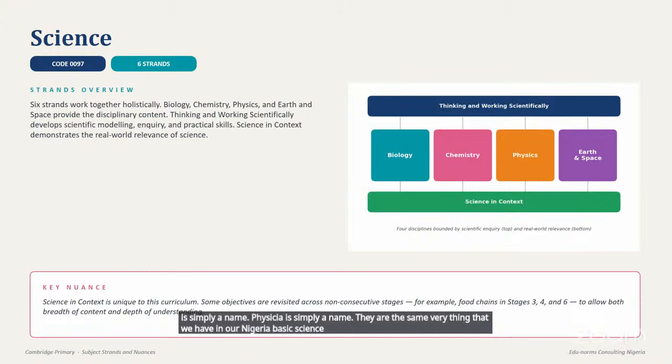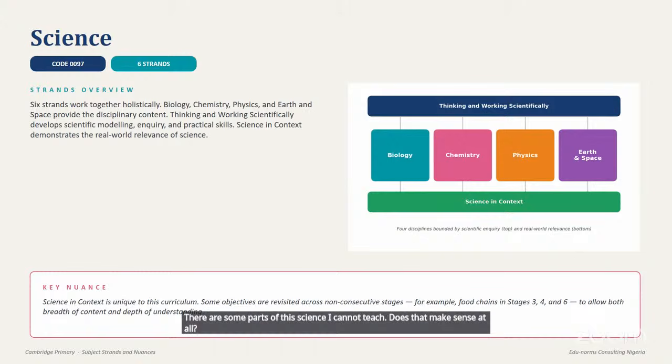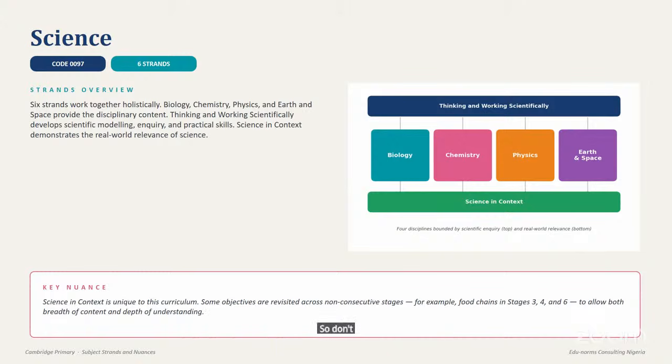If I were to tell you that, sorry, I can't teach this science, like there are some parts of this science I cannot teach, does that not make sense at all? Have you heard it before? So don't confuse biology as a strand, chemistry as a strand, physics as a strand to be standalone subjects. They are not. It's only one teacher that has to teach this. He has to teach it. One teacher. And the reason why they are broken into this, which I will tell us very soon, is not to be taught as standalone subjects.